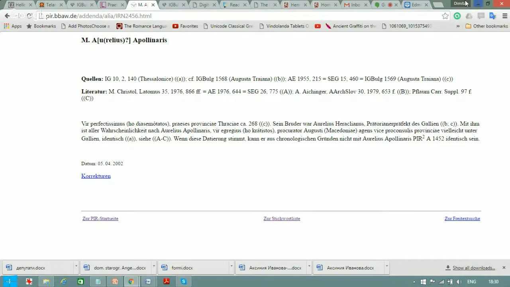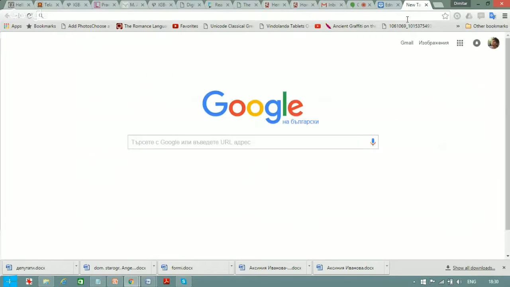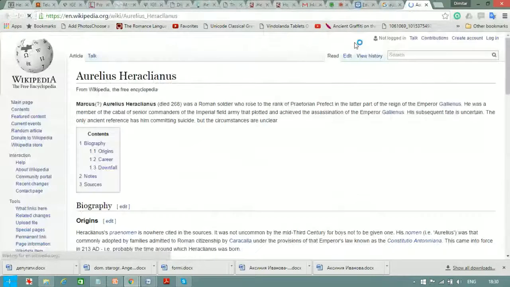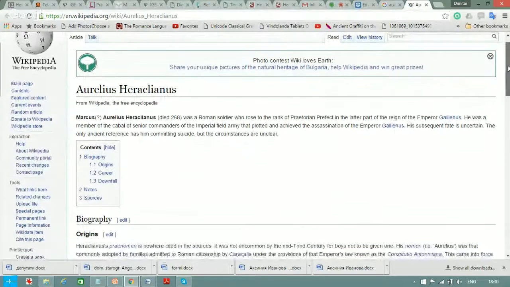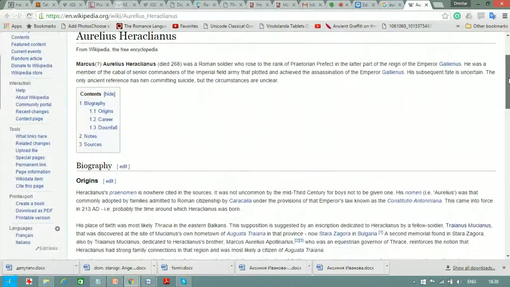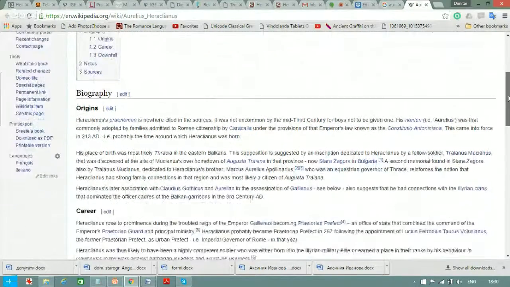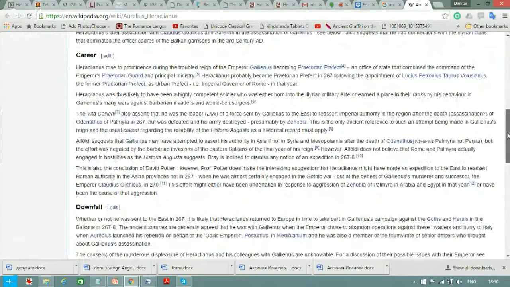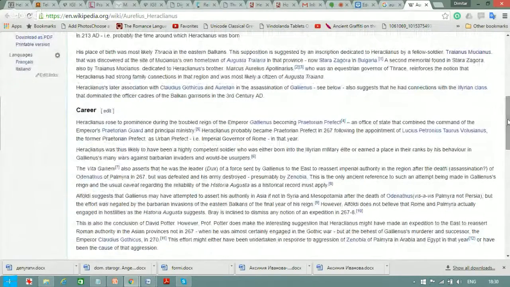And one student of mine actually did something that never occurred to me to do, what students sometimes do. Actually, they very often do when they have to search something. They Google search, or they search in Wikipedia. You usually don't expect to find such things, but one student of mine was able to find that our guy, this Aurelius Heraclianus, from this particular inscription, had a whole article in Wikipedia dedicated especially to him.